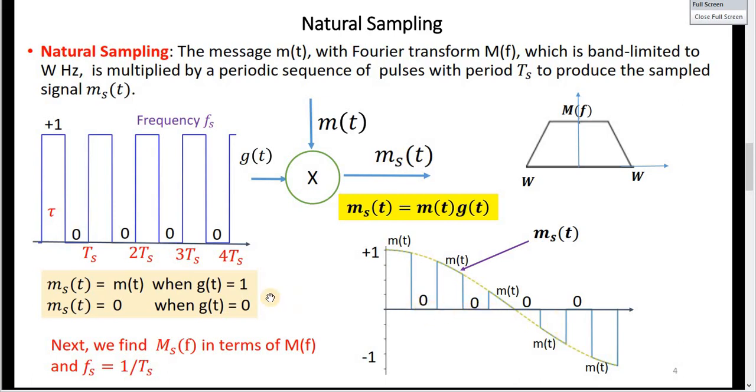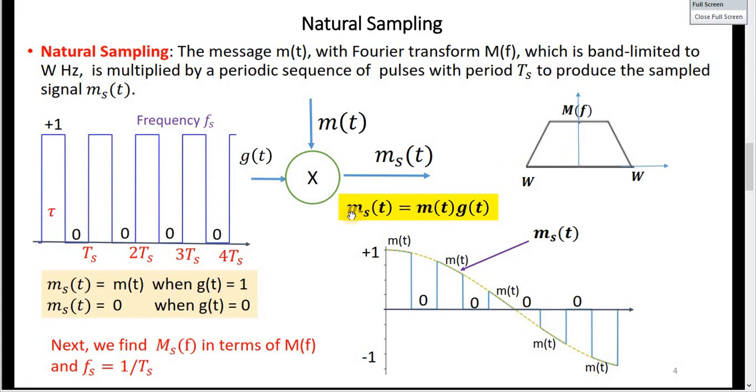We can write this mathematically as MS of T, the sample signal. It equals M of T whenever G of T is plus 1 and equal to 0 whenever G of T equal to 0. Now, the objective is to find the Fourier transform of this sample signal, MS of T, in terms of the Fourier transform of the baseband signal, M of T.